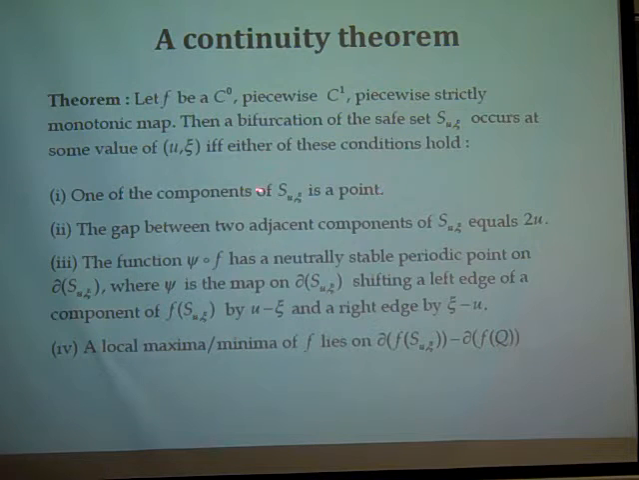This is when one of the components becomes a degenerate interval. This is when two adjacent components are exactly equal to 2U. I'll come to this later. This happens when a local maxima or minima of the function lies on the boundary.